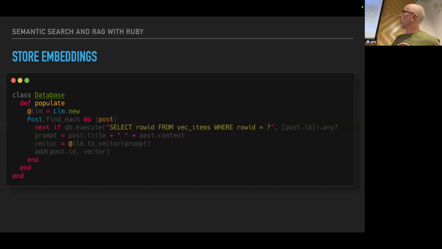So here we can see we step through the posts, and we check we haven't got it already stored in our embedding database. We add the title and the content of the post together. Then we pass it back to the method you saw earlier, which will prefix it with the right text. And then add post ID to vector. Post ID vector, that's where it gets dropped into the database.